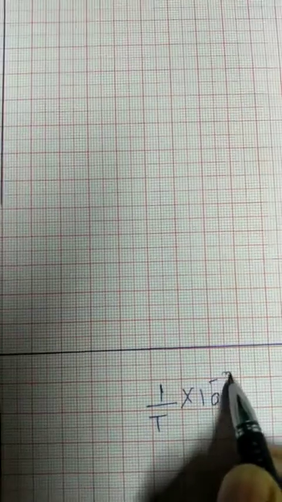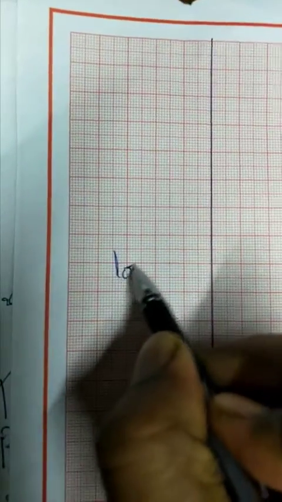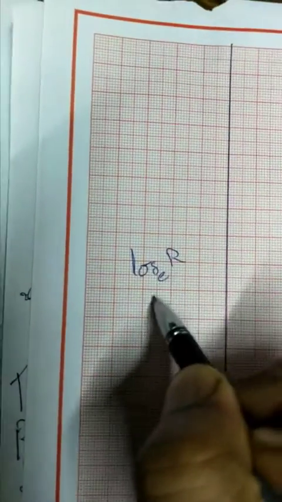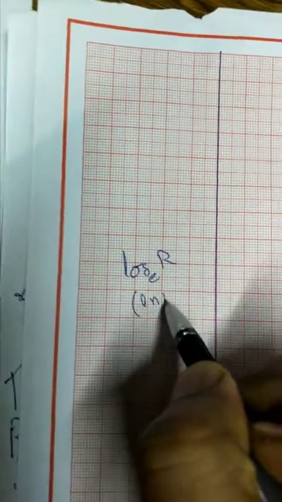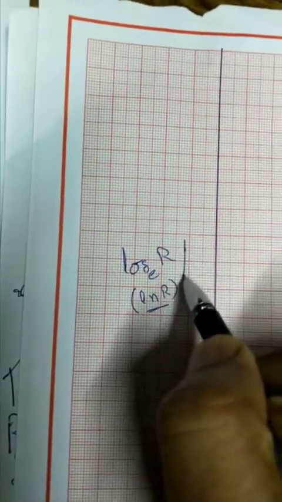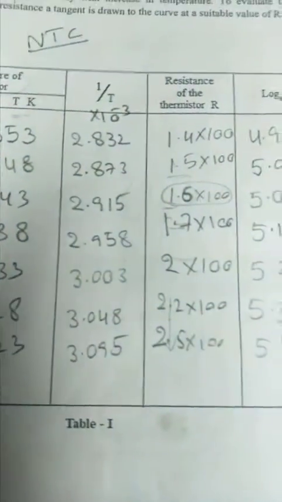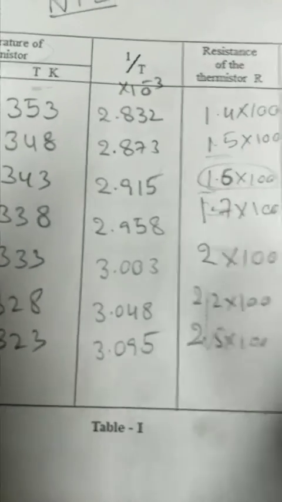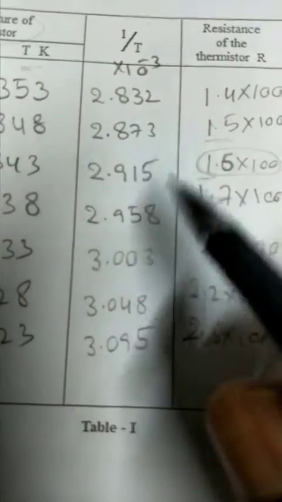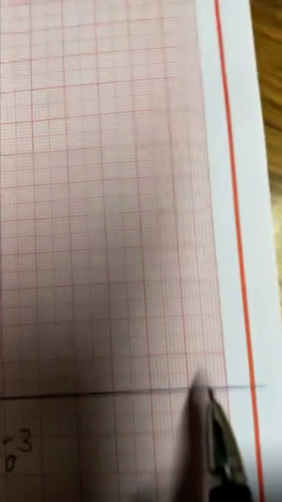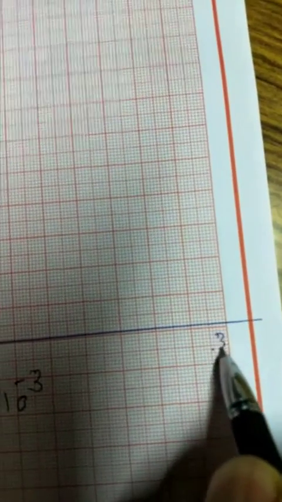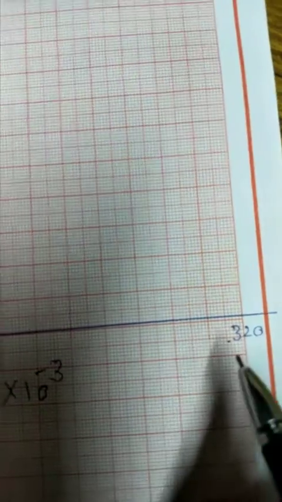Why? Because it's common, I have taken resistance here, log base e of R, so it is nothing but ln R. In the calculator, ln R, so I have taken it on the y axis. So what is the minimum value, what is the maximum value? I'll check. Minimum value for this is 2.83, and this is 3.10. This means I'll have to scale up to a maximum of 320. You take out 310 as the maximum.